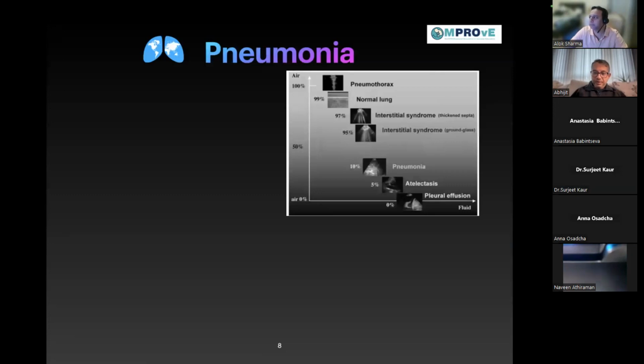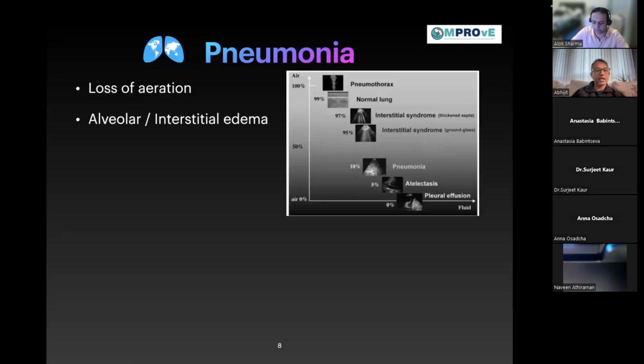Right. So my favorite picture here again. How do you get the signs which you get in pneumonia? That's what we're going to talk about, and we will see the signs. Loss of aeration, which means loss of A lines. So you start losing A lines, and there will be alveolar and interstitial edema. And once you start having alveolar interstitial edema, you start filling that area with the fluid, so you'll start seeing more of the B lines.